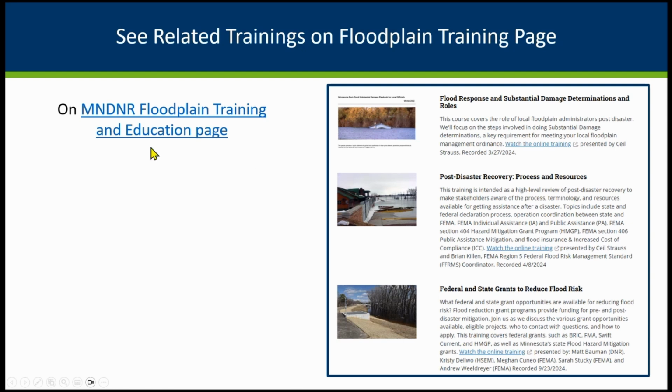I did mention that we've given similar training last year, and we have that available on our floodplain training site. We also did one more focused on the recovery process with FEMA that I presented with Brian Killen, who's with FEMA Region 5. And Matt Bauman gave a presentation more focused on mitigation grants and some of those grants that you can use to reduce flood risks. Again, those recordings are on our website in the floodplain training area.